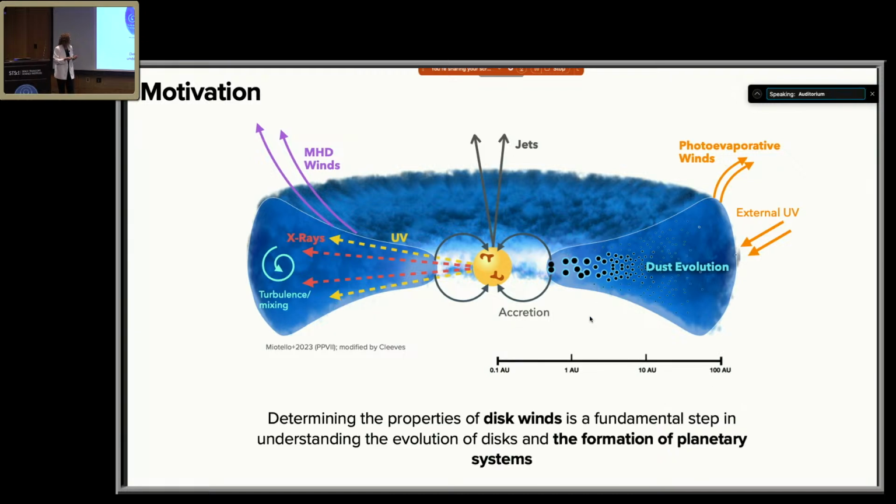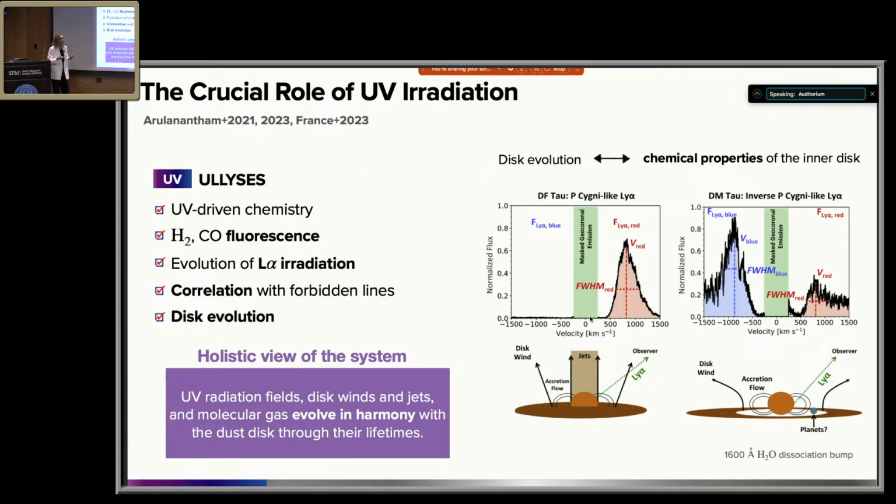So the bottom line is that we need to determine the properties of the disk wind because it's a fundamental step in trying to understand the evolution of protoplanetary disks and also planet formation. The role of the UV irradiation from the central star on the disk, we already heard about from Nicole a couple of minutes ago. We know from Ulysses that we have a lot of information on the UV driving chemistry in the system by looking at the H2 and CO fluorescence emission.